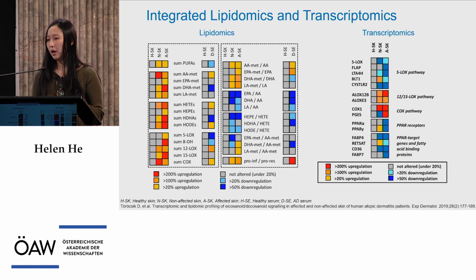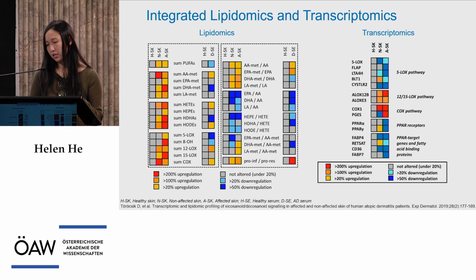And here, in this study, I'm highlighting integrated lipidomics with transcriptomics. So the lipidomic data showed an upregulation in AD-affected and unaffected skin versus controls of various metabolites of polyunsaturated fatty acids, as well as metabolites of the COX and LOX pathways. So that's cyclooxygenase and lipoxygenase.